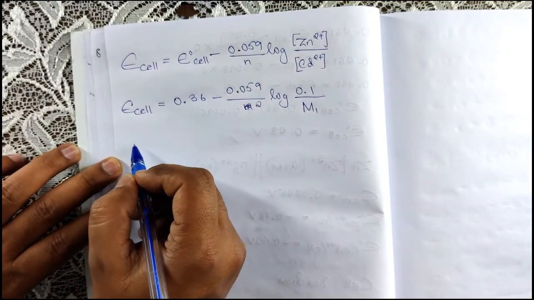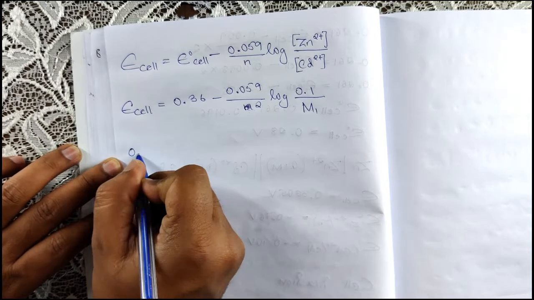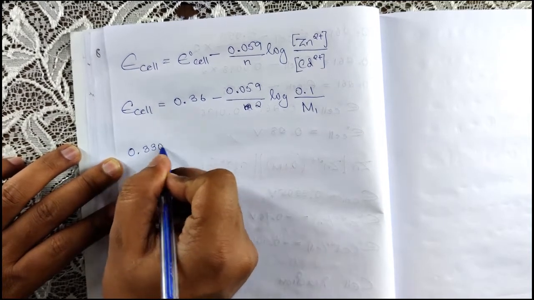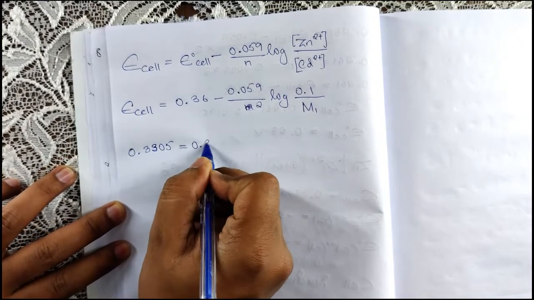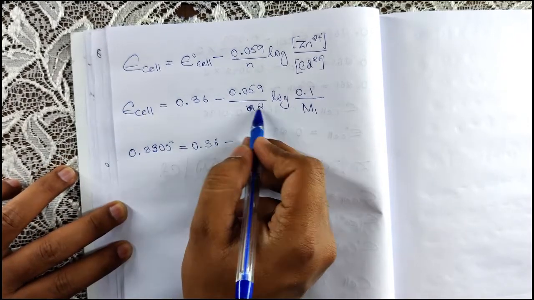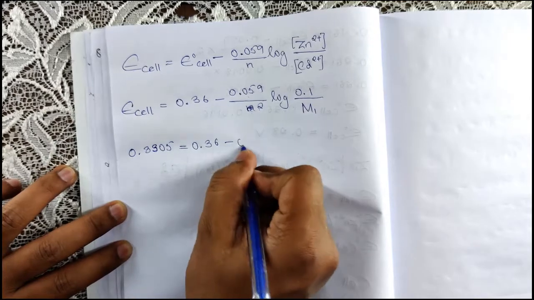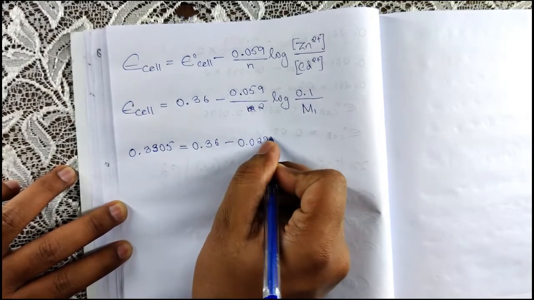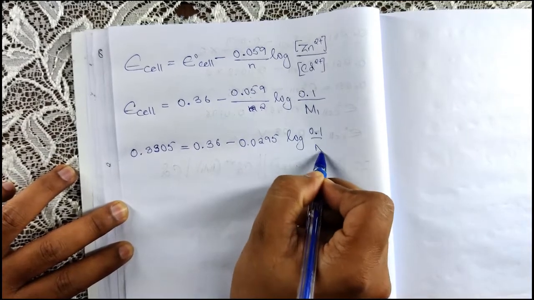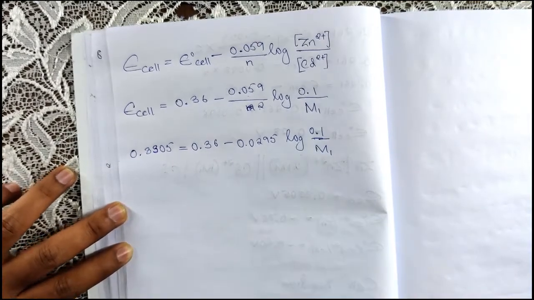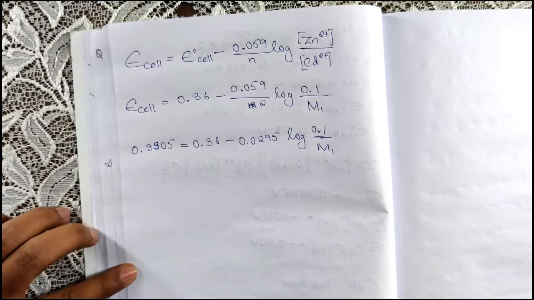Our E cell is also given. Our E cell is 0.3305. 0.3305 is equal to 0.36 minus, if I divide this one, I'll get 0.0295 log 0.1 by M1. I hope till here you don't face any problem.